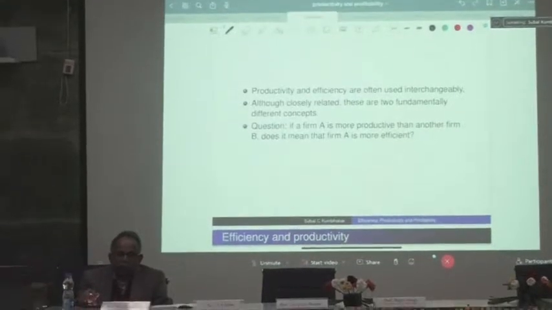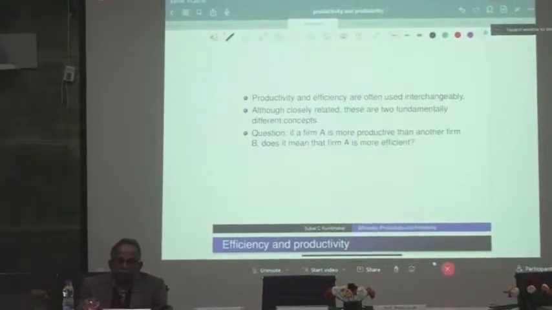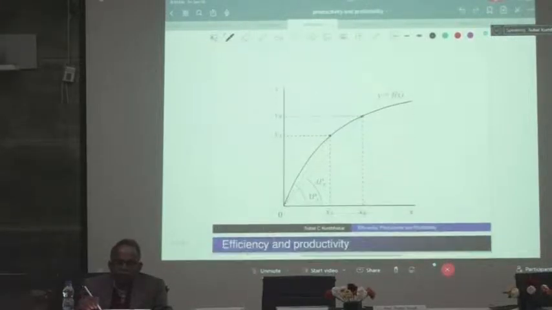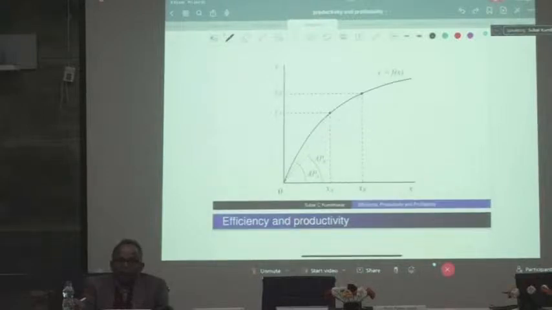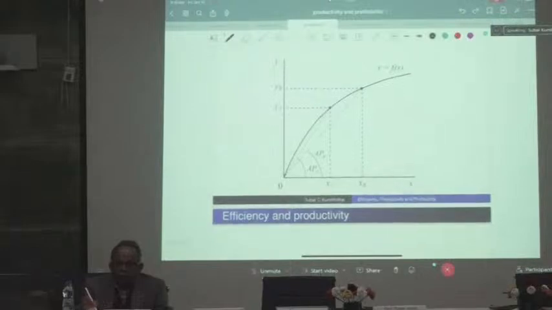Okay, so what do we mean by productivity? This graph illustrates productivity in terms of one input X. One input is not the reality; in reality, there is more than one input. Just think of X as a measure of resources, and Y is output. Productivity is defined as average product, so Y over X is a measure of productivity.